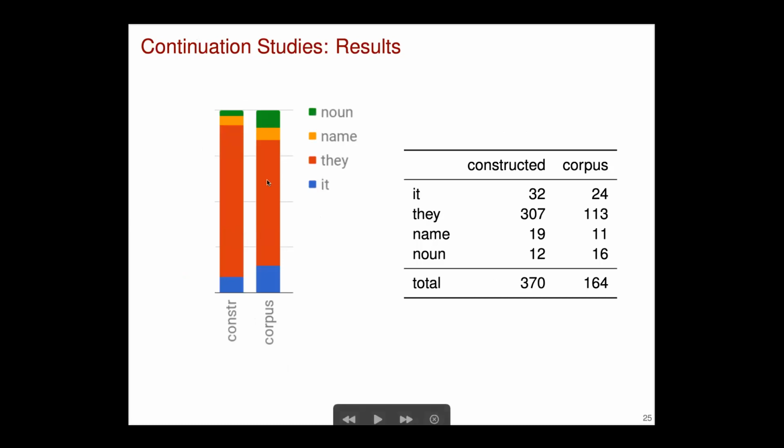And in the results, this is for English only. In the constructed examples, we get an overwhelming majority of they continuations. People hardly ever use anything else, really. Whereas in the corpus studies, we get significantly more nouns and names. We still get a lot of they, but we do get statistically significantly more nouns, names, and it, which sort of suggests that there are effects of domain and genre and register potentially here.